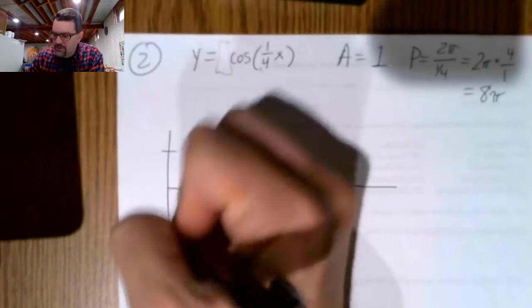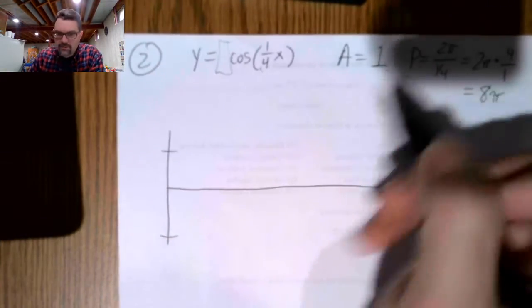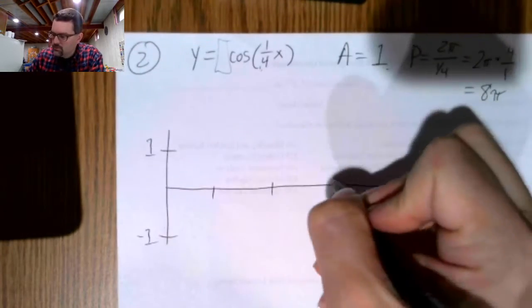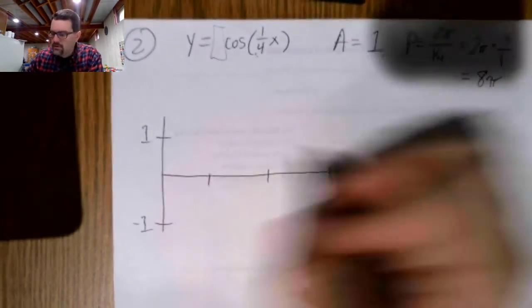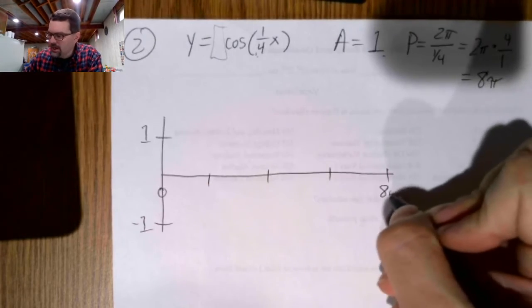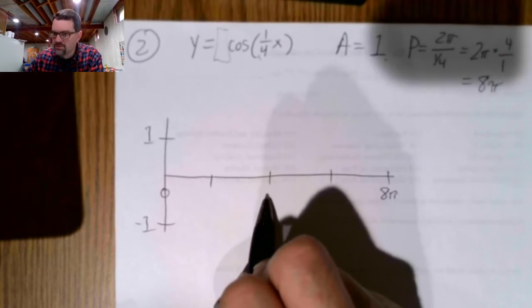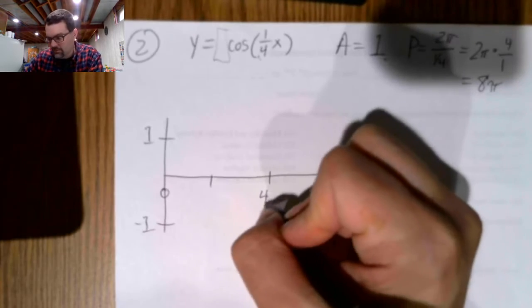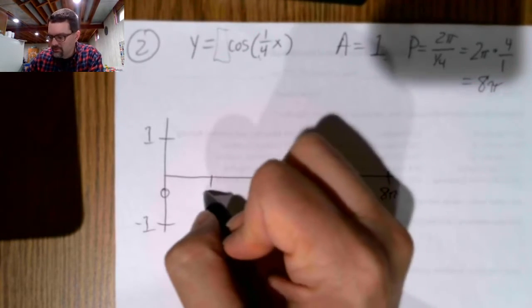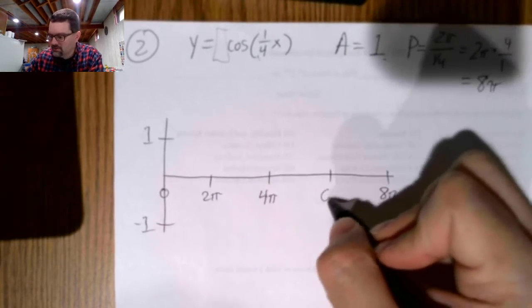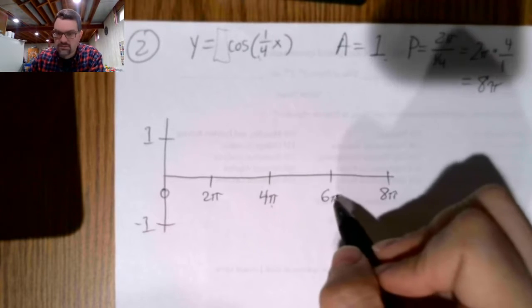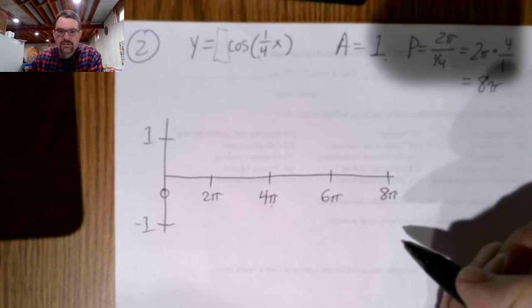Alright, so first off, on the y-axis our amplitude was 1, so 1 and minus 1. Starting at 0, finishing at 8 pi, so what's in between 0 and 8 pi? Well, 4 pi. Halfway between 0 and 4 pi would be 2 pi. Halfway between 4 and 8 is 6 pi.